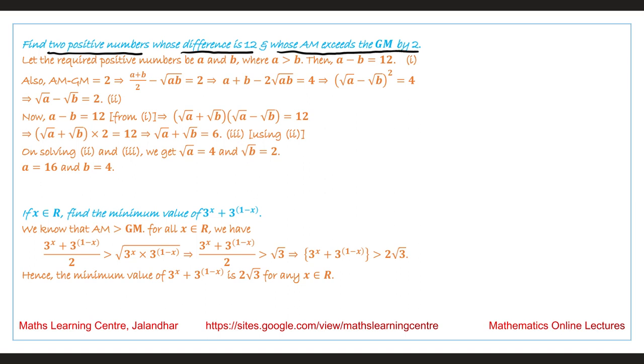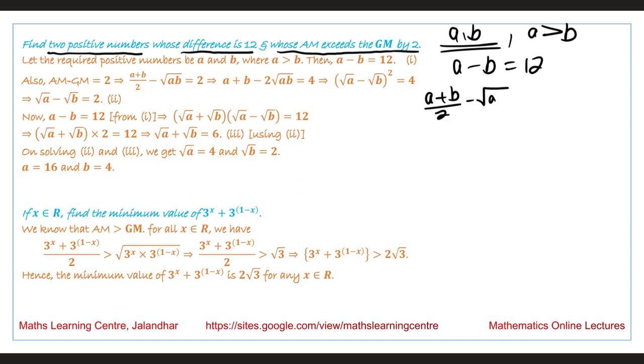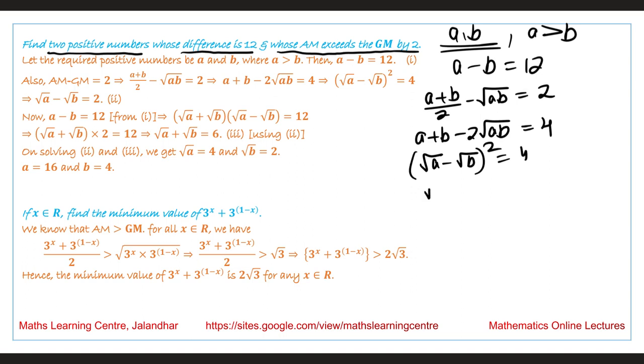So suppose the two numbers are a and b, and it is given that their difference is 12. We have assumed that A is greater than B. Second thing that is given is that their arithmetic mean is greater than geometric mean by 2. So A plus B by 2 minus square root of AB is equal to 2. So we get A plus B minus 2 root AB is equal to 4. So we get square root of A minus square root of B whole square is equal to 4. So square root of A minus square root of B is equal to 2, because we have already assumed that A is greater than B.